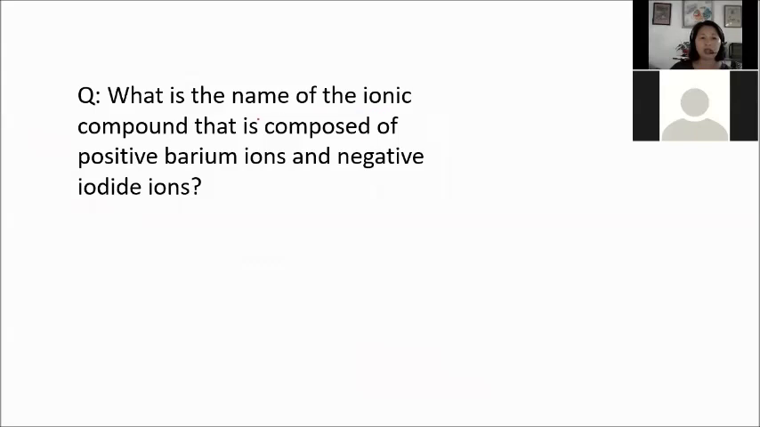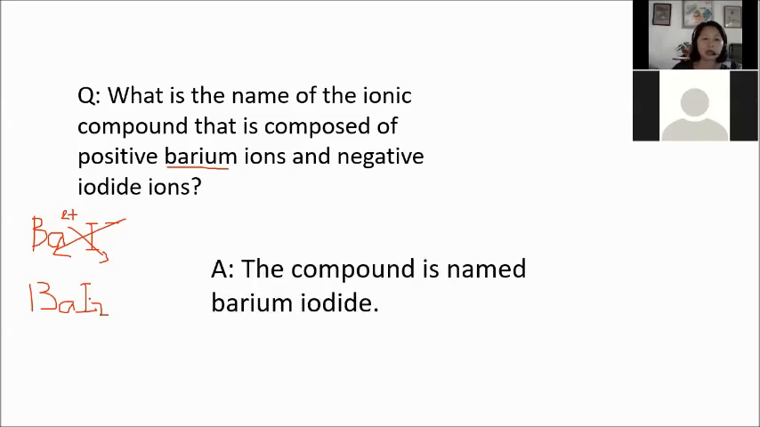What is the name of the ionic compound composed of positive barium ion and negative iodide ions? We know that it is barium and negative iodide, so barium iodide. For the formula, barium is Ba2+, since it is in group 2, and iodine is in group 7 with a negative 1 charge, and then crisscross. So the formula is BaI2. Again, the name is barium iodide.